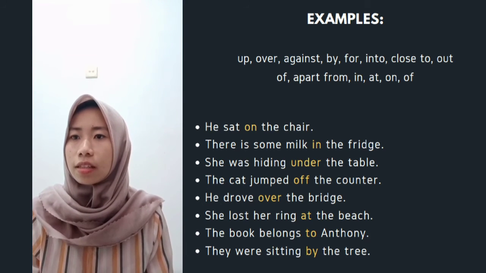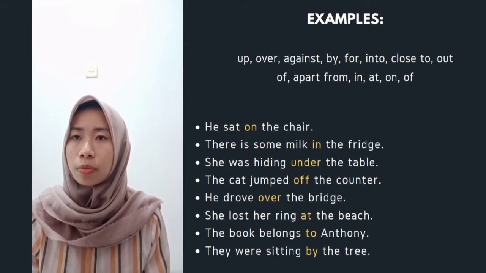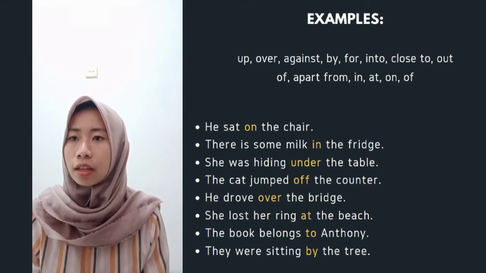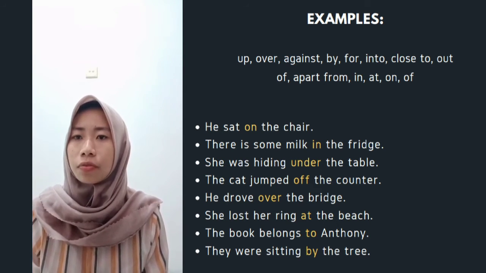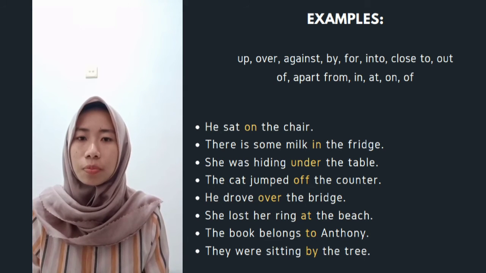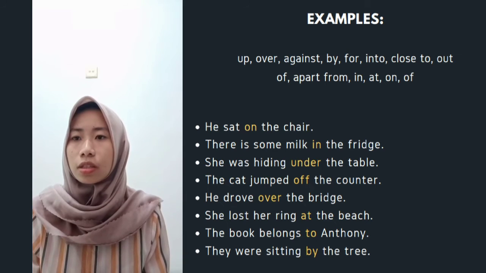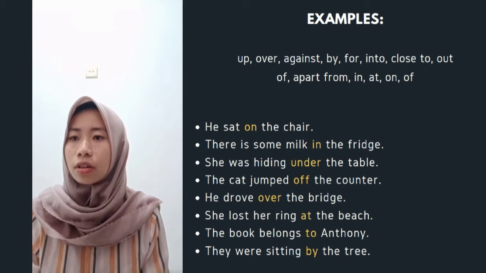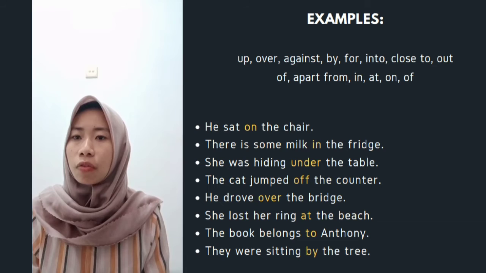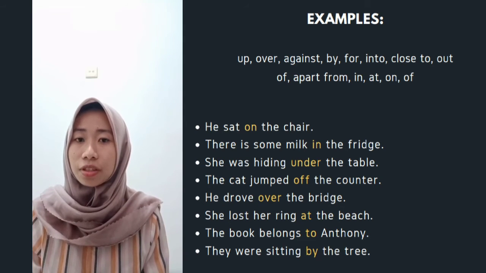Let's see. He sat on the chair. So the preposition is on. There is some milk in the fridge. So in is the preposition. She was hiding under the table. So the preposition is under. The cat jumped off the counter. Off is a preposition.